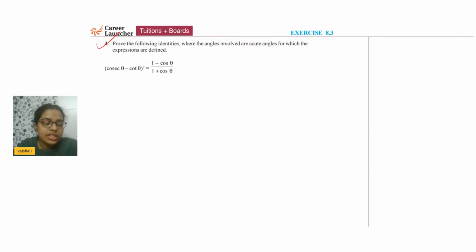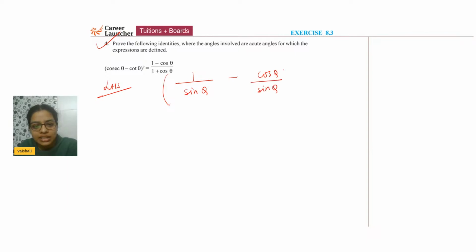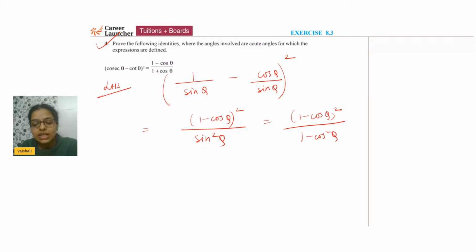Now the next questions are based on proving the following identities where the angles are acute and the expressions are well defined. So let us focus on the left hand side. Let us simplify this as cosec is 1 by sin theta minus cos theta divided by sin theta. Now 1 minus cos theta, we also have a square. So (1 minus cos theta) whole square divided by sin square theta. Now can I say I can substitute 1 minus cos square theta instead of sin square theta, and then I can again apply the same thing.